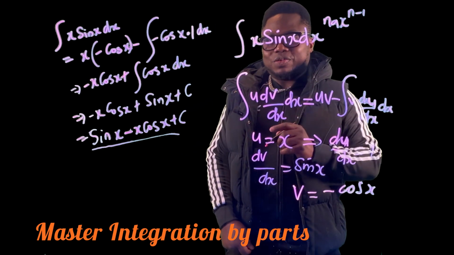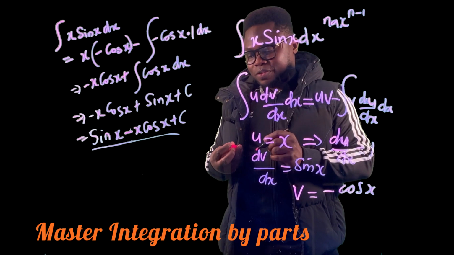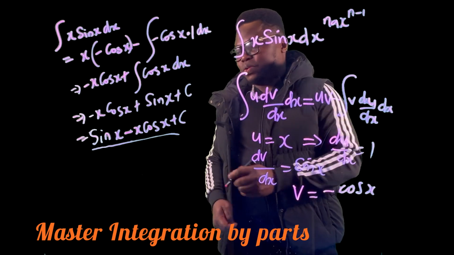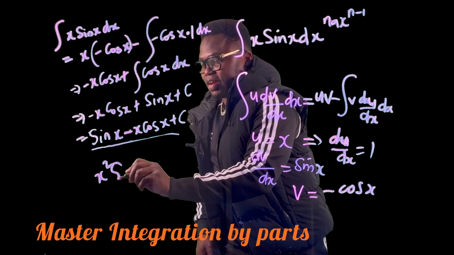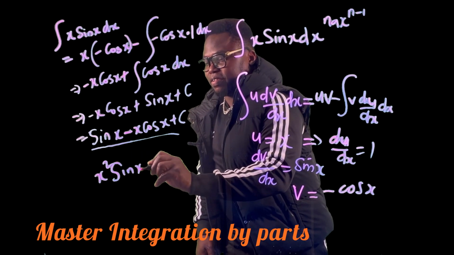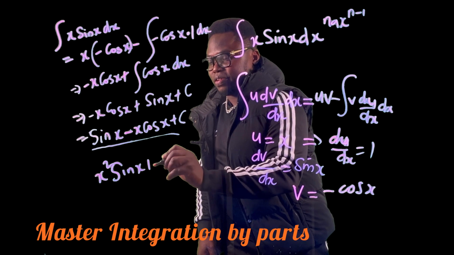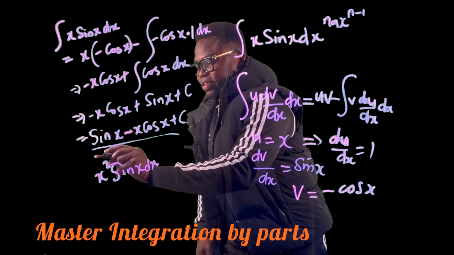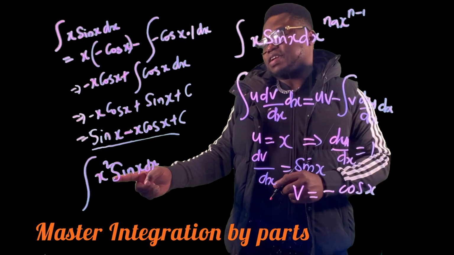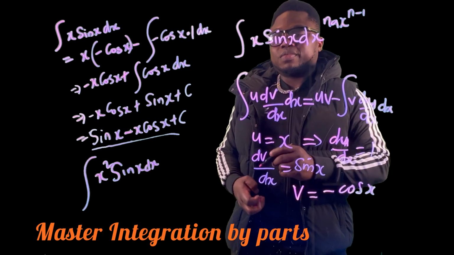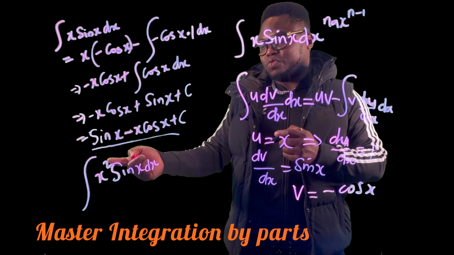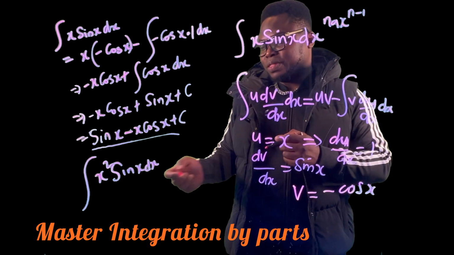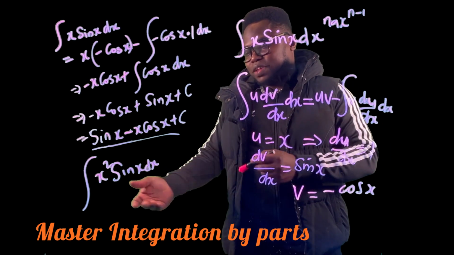Now there's another question I would have loved to solve, but you can solve it and comment below. That question is the integral of x squared sine x dx. The only difference between this and this is that this one has x squared, but this one doesn't have a square. It's very important. You can solve it and comment below.